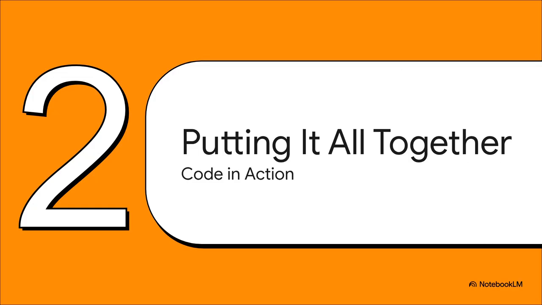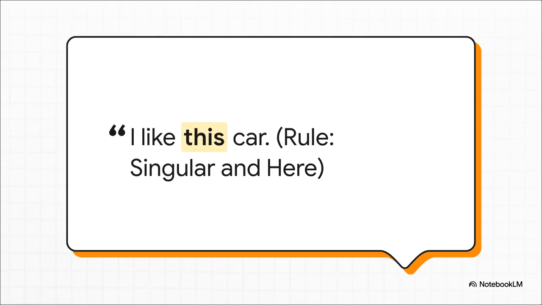Okay, so now that we have the code, let's put it all together and see it in action with some real examples. Okay, so picture this. There's a car right next to you. You can literally reach out and touch it. You'd say, I like this car. Why? Well, rule number 1, it's one car, so it's singular. Rule number 2, it's right here, so it's near. This car. Super simple, right?